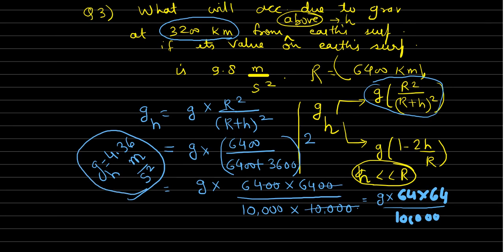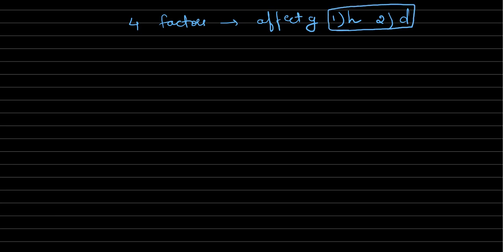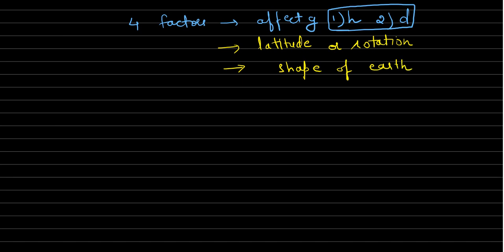So I hope you can do more sums on acceleration due to gravity as height and depth are varied. Now write the next factor. Actually we have four factors which affect g. First height, second depth. This we have done in the previous video. Now we are going to do the third factor, latitude or rotation of Earth, and the fourth factor, the shape of Earth.